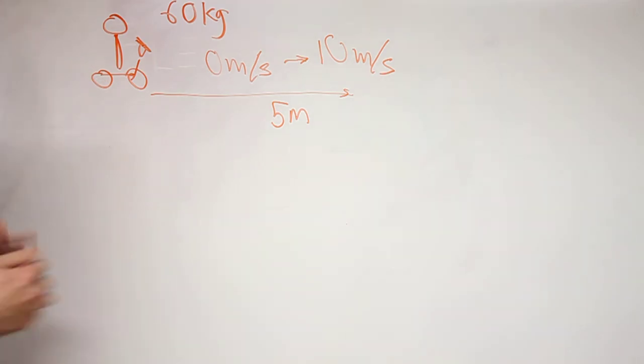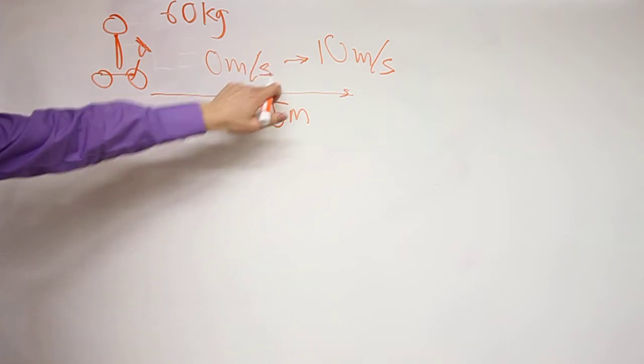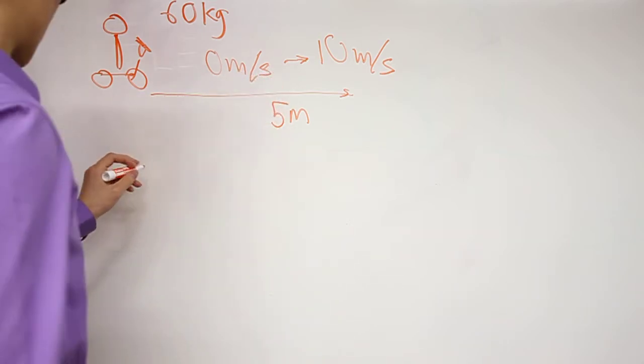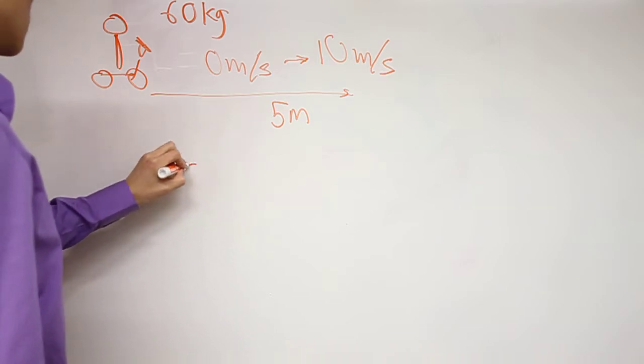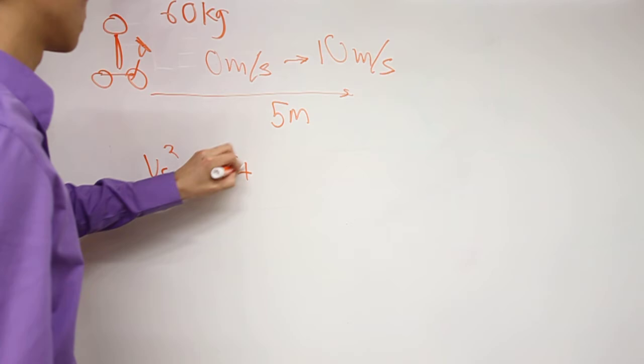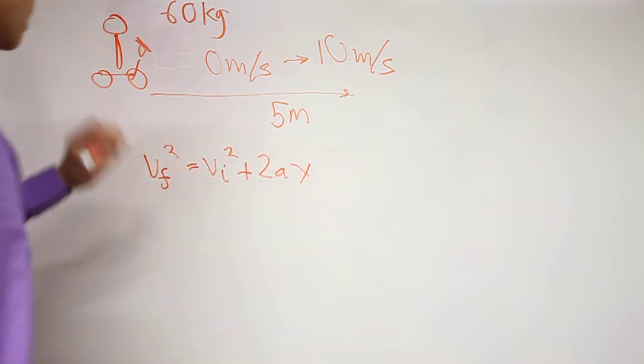So a lot of students instantly go, okay, I know what to do. I want to first find the acceleration of this object. So what I'm going to do is look at my equations. I want to use the third kinematic equation, which is v final squared equals v initial squared plus 2ax. I'm going to plug in right away.